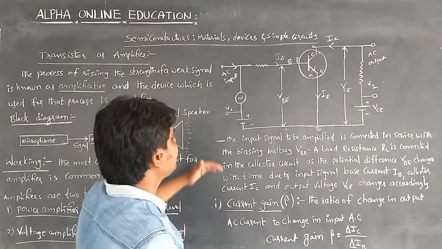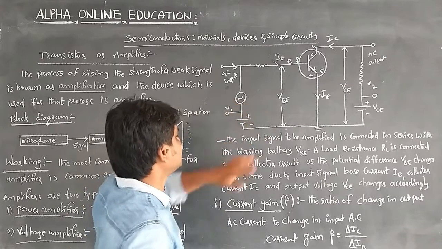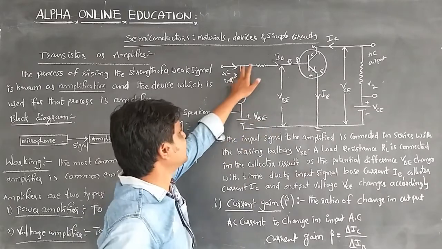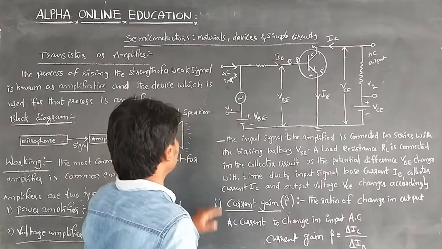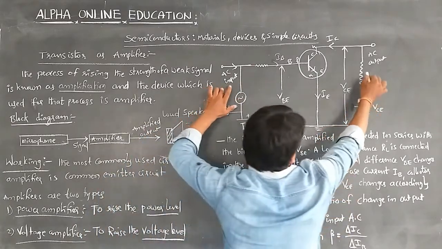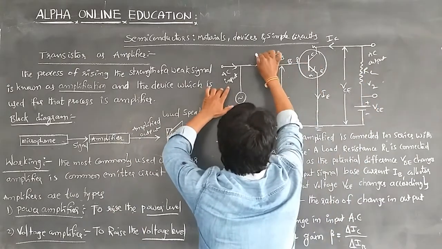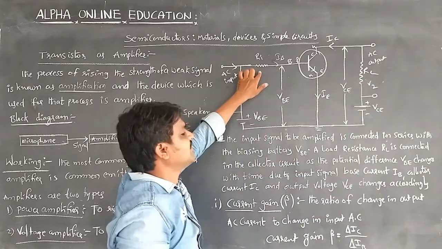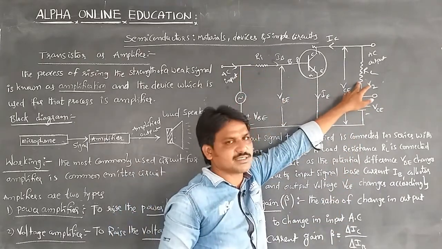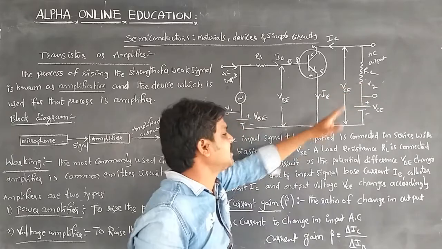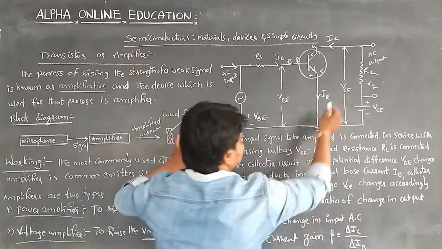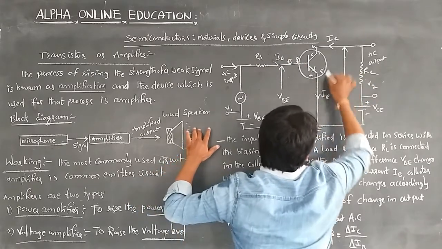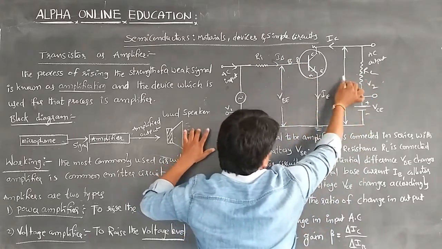with the biasing battery VBE. This is the VBE biasing battery, connected in series, and there is also a load resistance RL. This is the input resistance, and this is the RL resistance. The load resistance RL is connected in the collector circuit. This is the primary circuit, the base emitter circuit, and this is the secondary circuit, the collector emitter circuit.